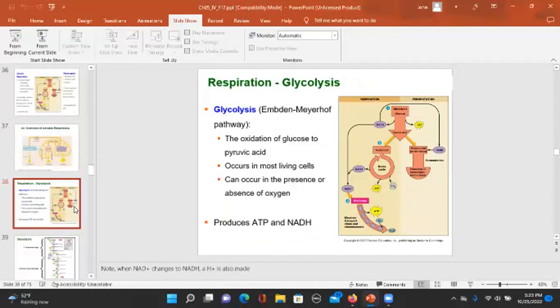Glycolysis does occur in most living cells. Glycolysis can occur in the presence or the absence of oxygen. Glycolysis does not require oxygen, but it can occur when oxygen is present, as well as when it's absent. It does produce some ATP and some NADH. And as I stated earlier, the NADH carries electrons to the electron transport chain, the third step of aerobic respiration.